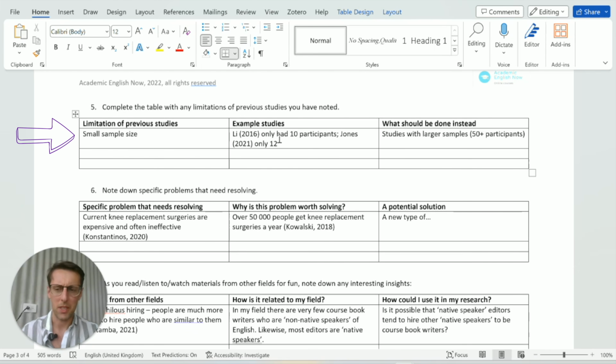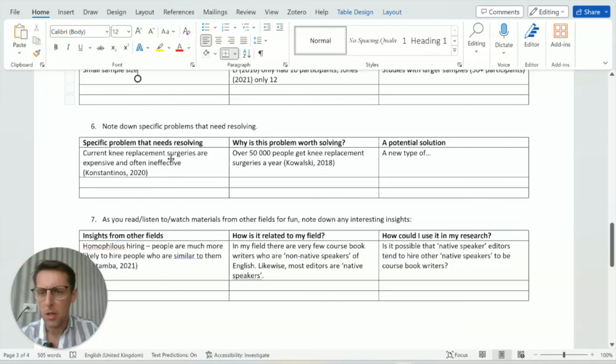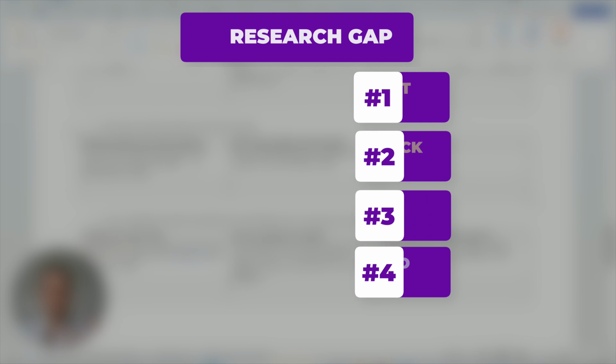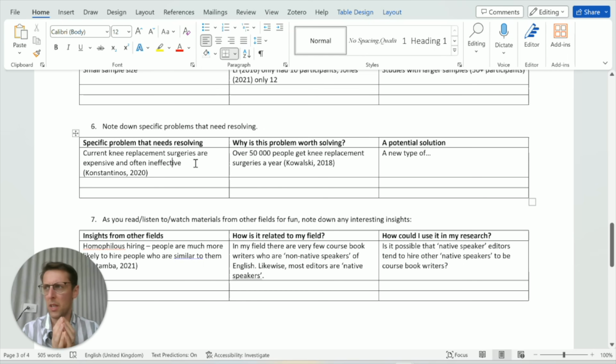So this probably means that there is a need for a larger sample size for a quantitative study. Okay? So again, that's another type of research gap. And maybe there are problems that need resolving, sort of like practical problems. These practical problems can be to do with the methodology, or with certain practices outside of academia, like this example, right? That knee replacement surgeries are expensive and often ineffective.